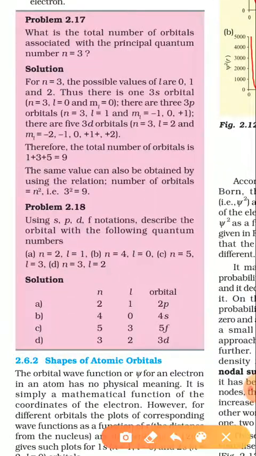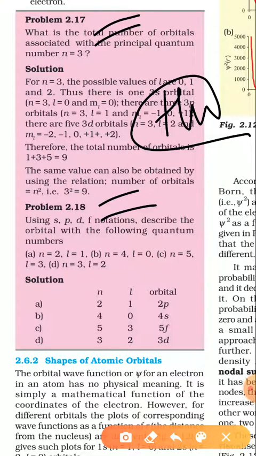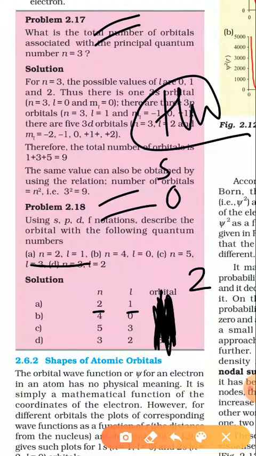Next, the notation. You do it as homework, okay? The spdf notation of the particular quantum numbers. Suppose n equals 2 and l equals 1. n equals 2 means the second shell. l equals 1 means which subshell? 0 is for the s subshell, 1 is for the p subshell, 2 is for the d subshell, 3 is for the f subshell. So if we see it like that, then l equals 1 will be the p subshell.